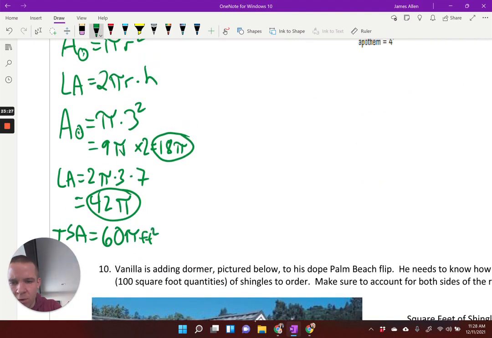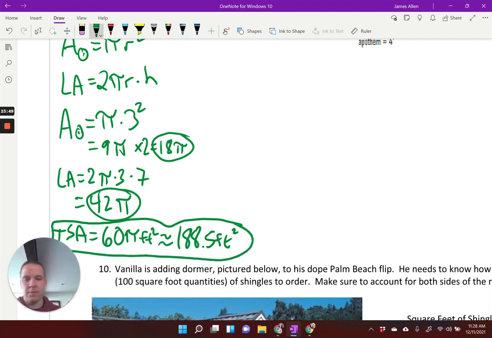Feet squared, or if we do an approximation, which would be the squiggly equals, so 60 times pi, that's going to give me 188.4955. So let's say 1 decimal place, 188.5. 188.5 feet squared. Get both of those. Whole thing. Boom. All right. So there's my final answer for that cylinder.